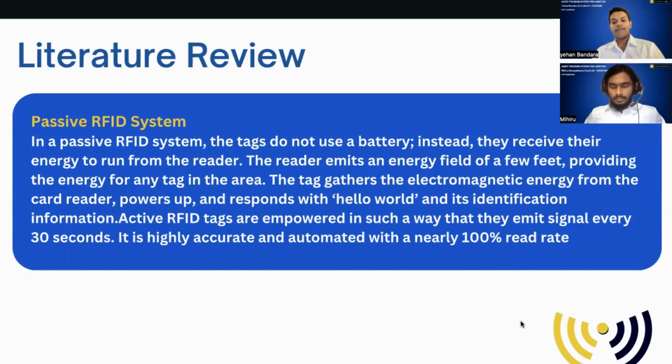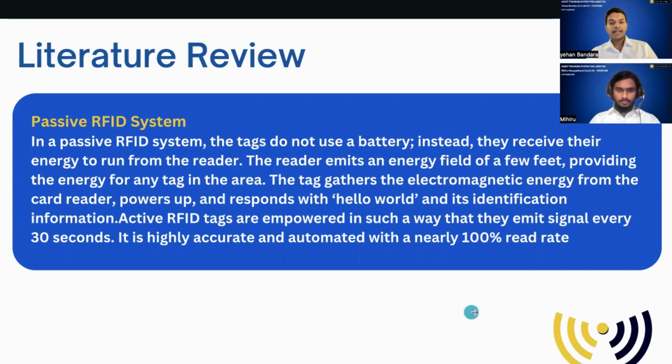Moving on to the passive RFID system. There are several types of RFID systems, like passive RFID and active RFID. So what we're trying to use is a passive RFID system. In a passive RFID system, the tags do not use a battery. Instead, they receive their energy to run from the reader, right? So what happens is the reader emits an energy field of a few feet, providing the energy for any tag in the area, right? The tag gathers the electromagnetic energy from the reader, powers up, and responds with hello world, or its identification information.